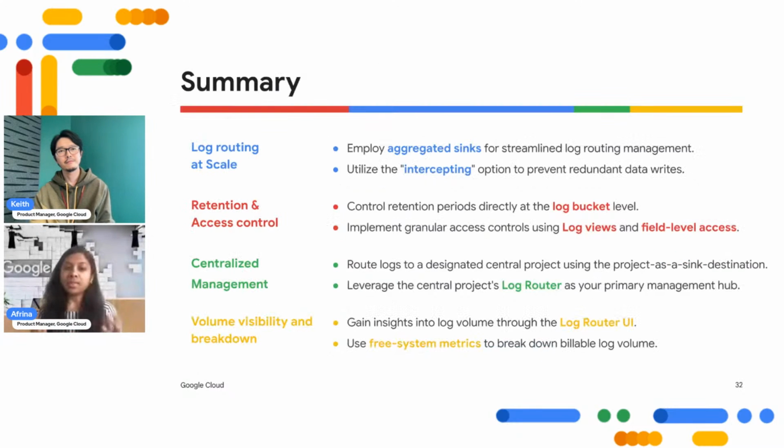Now, let's summarize everything that we discussed in the past 46-ish minutes or so. So we spoke about log routing at scale, which is we explained the concept of aggregated sync and intercept, basically trying to send all your logs from your child projects to a centralized location. Do you want to have control over it or do you not want to have control over it, right? Then we spoke about once it is centralized, how might you set different retention period and how might you divide granular access based on log views and field level access. Number three, we spoke about using project as a sync destination.